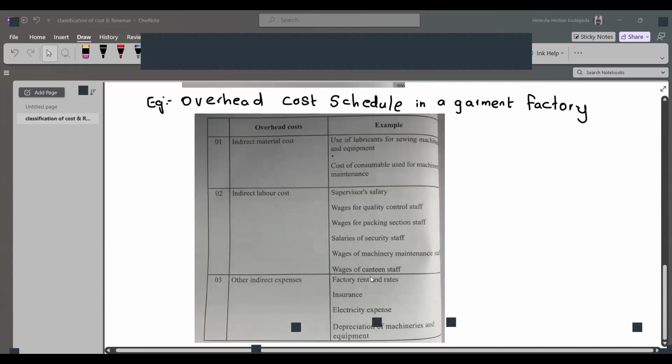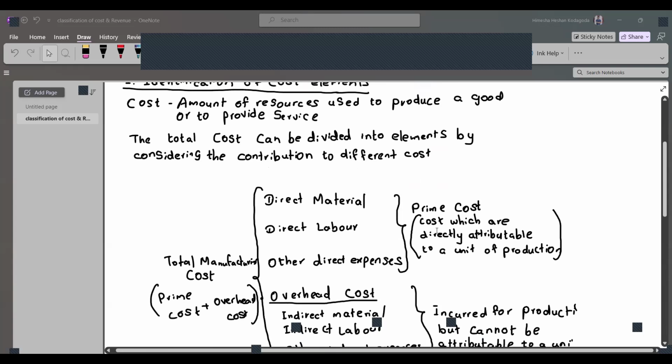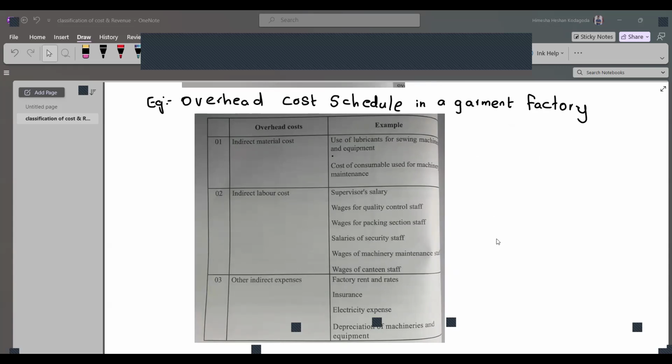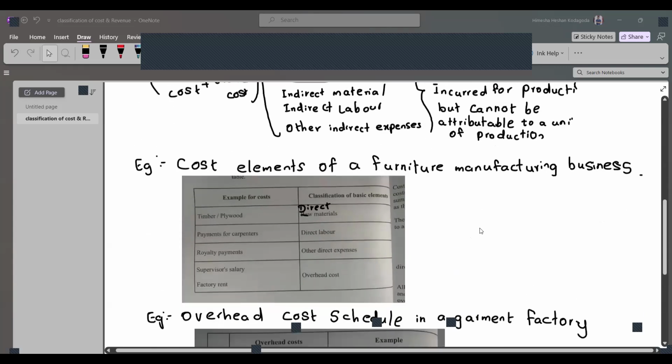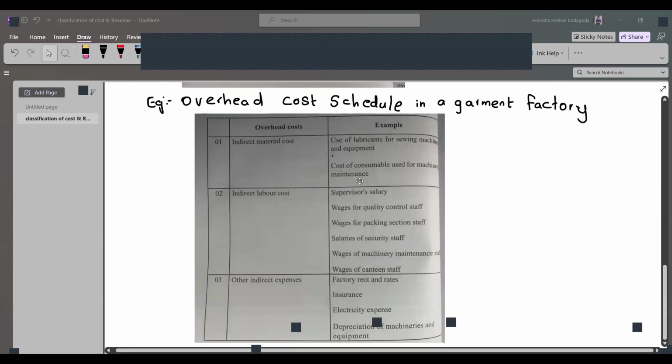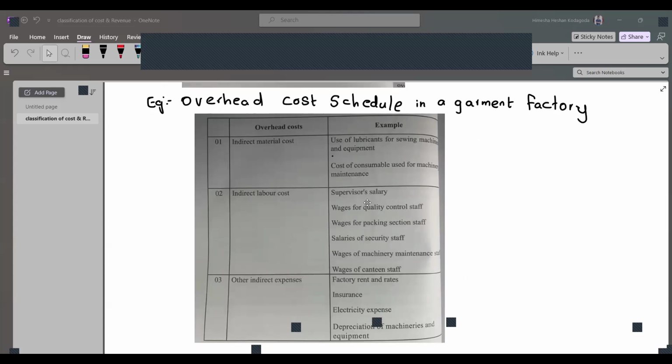If something is to be identified under direct labor, it must be directly attributed to the unit of production. But a supervisor supervises everything, not just one production. Think about furniture manufacturing: the carpenter is relevant only to the furniture. In a garment factory, supervisors supervise everything, clothes and trousers, so it's not directly attributed to a unit of production.